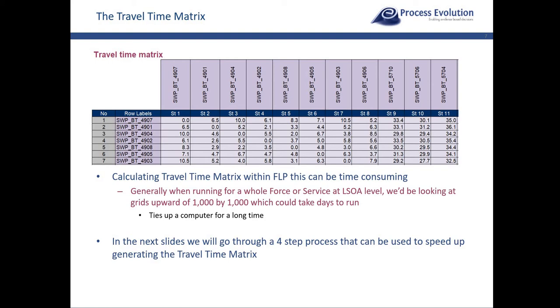So that's how historically we've done it, and what we've got here in this use case is being able to do it within Maptitude. So it's a 4-step process. I'm just going to show you exactly how that works right now.